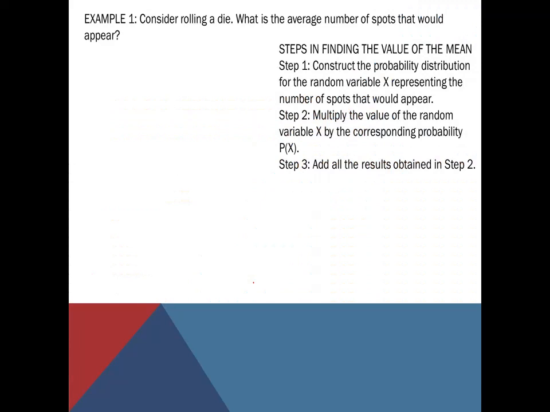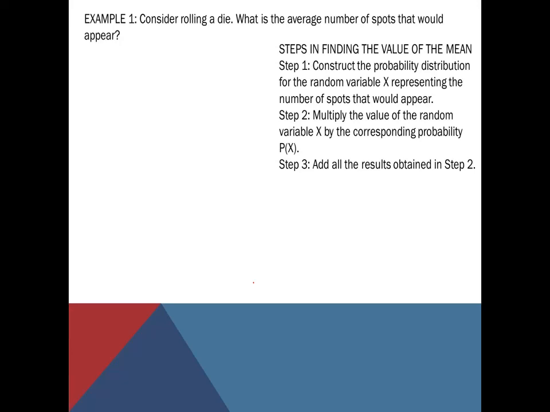Okay. Let's now calculate the mean and the variance of a discrete random variable. So we have here example number 1. We are to consider rolling a die. What is the average number of spots that would appear? Okay, so one die. Die is the singular form of dice. So we have one die, and we are to roll it.